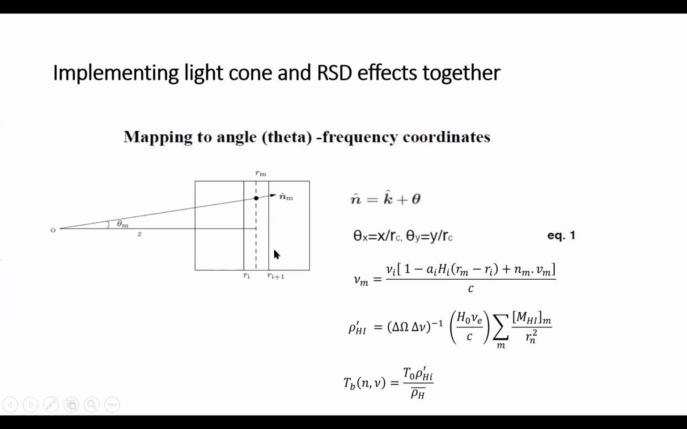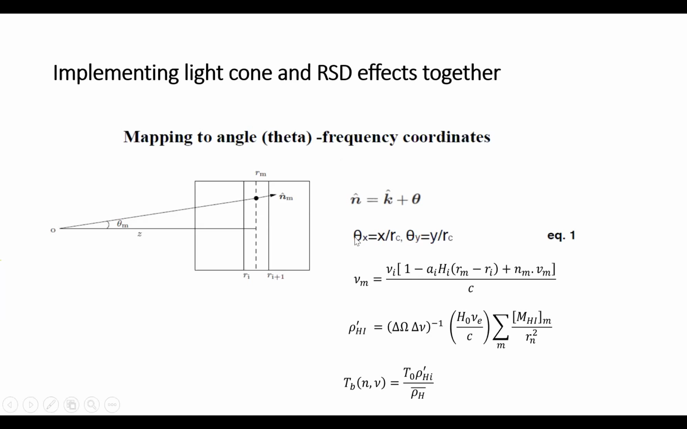Now, once you have light cone boxes, you have velocities for each particle. From your Cartesian coordinates, you have to move to the actual angle and frequency coordinates. In observation, we always measure things in angle and frequency. We never measure in Cartesian coordinates or comoving coordinates. So you have to convert your simulated boxes, which are in comoving coordinates, into angle and frequency coordinates. How do you do that?